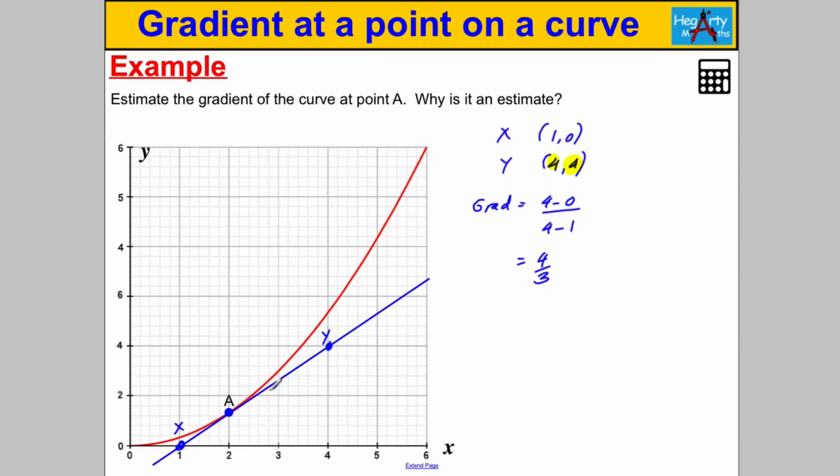Now that is the gradient of the tangent that we drew, and therefore that is a good estimate for the gradient of the curve at point A. The reason, of course, it's an estimate is we drew the tangent by hand. Whenever you draw a tangent by hand, there's a certain degree of inaccuracy. So we'll write that as our reason why it's an estimate. It's an estimate because we had to draw our tangent by hand.